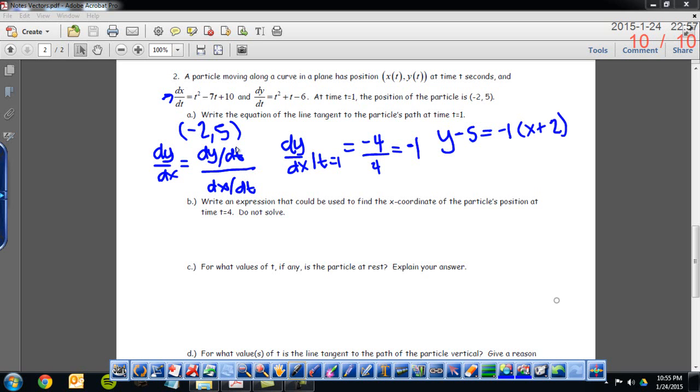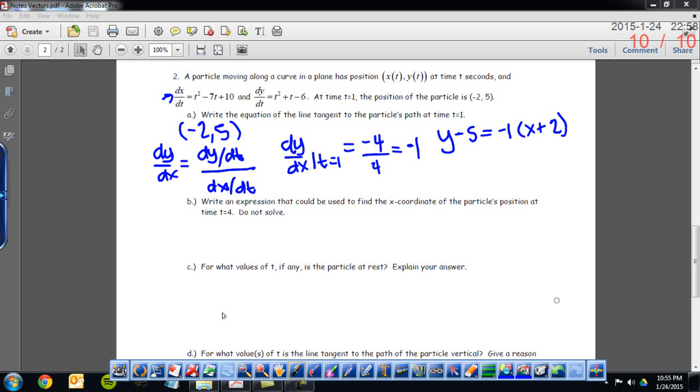Please, anytime you need to find slope, write dy/dx is equal to dy/dt over dx/dt. It's just one of those things that if you think it, you need to write it, and it's what you're thinking, so please write it down on your paper.